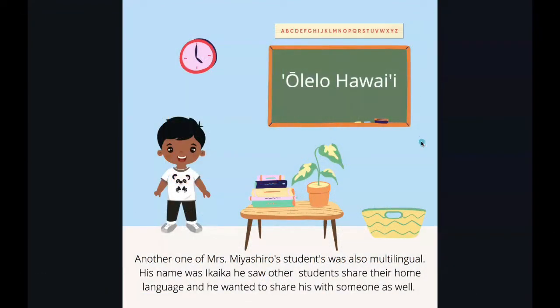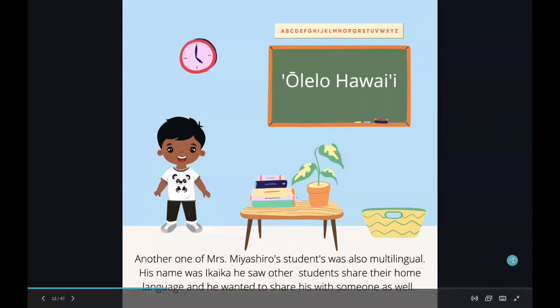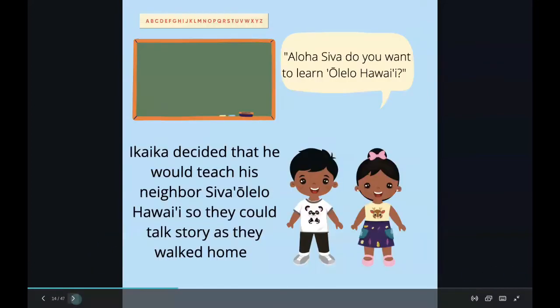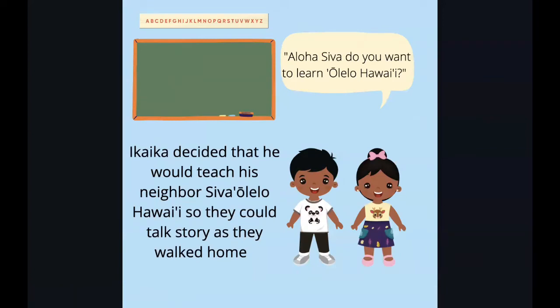Another one of Miss Miyashiro's students was also multilingual. His name was Ikaika. He saw other students share their home language and he wanted to share his as well. Ikaika decided that he would teach his neighbor Siva Olelo Hawaii so they could talk story as they walked home.